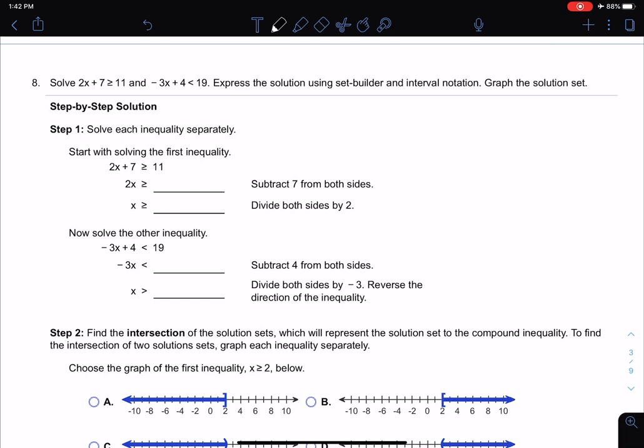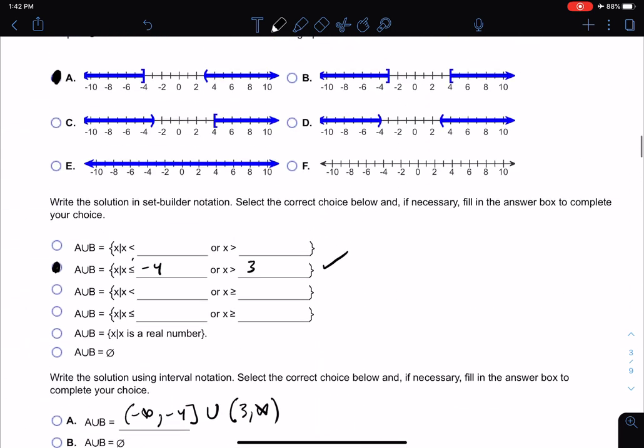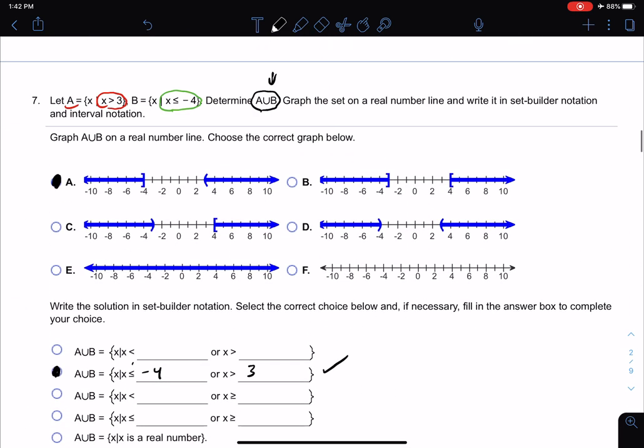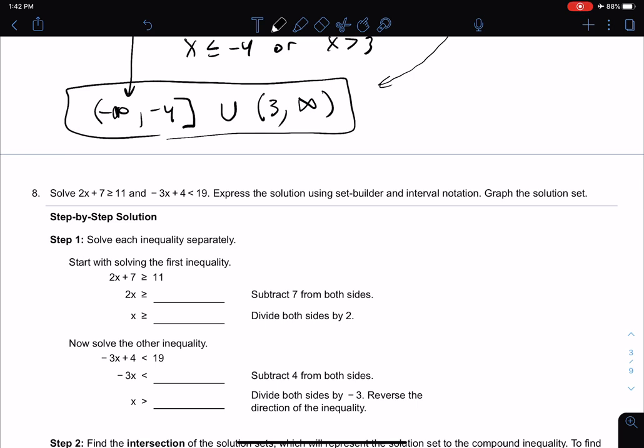So the only difference between this problem and the last problem is that in the last problem, notice we had already solved for x. You already isolated x. Whereas in this problem, x is not isolated yet, right? So we need to do that.